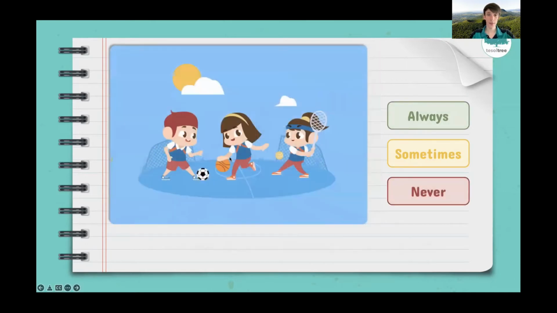Good. Now let's look at the kids. What are they doing? What is he playing? Football. What is she playing? Basketball. And what is the last girl doing? Yeah, she's playing tennis. Good job.